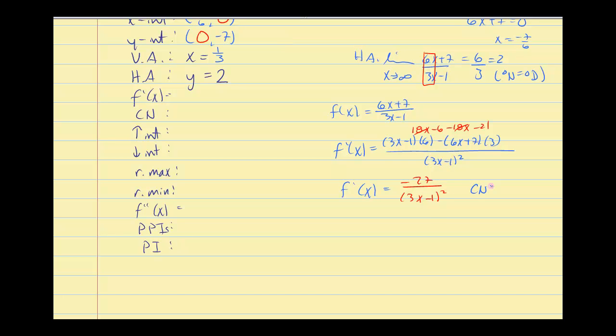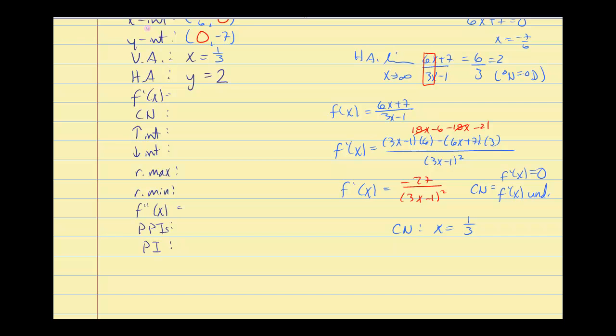Critical numbers occur where f prime of x equals 0 and when f prime of x is undefined. Well, f prime of x will equal 0 when the numerator equals 0, and there's no way that negative 27 can equal 0, so there's no critical numbers for that particular reason. We do, however, have a critical number because this function is undefined at 1/3. So we have a critical number at x equal 1/3. But this is already a vertical asymptote, so we need to keep that in mind.